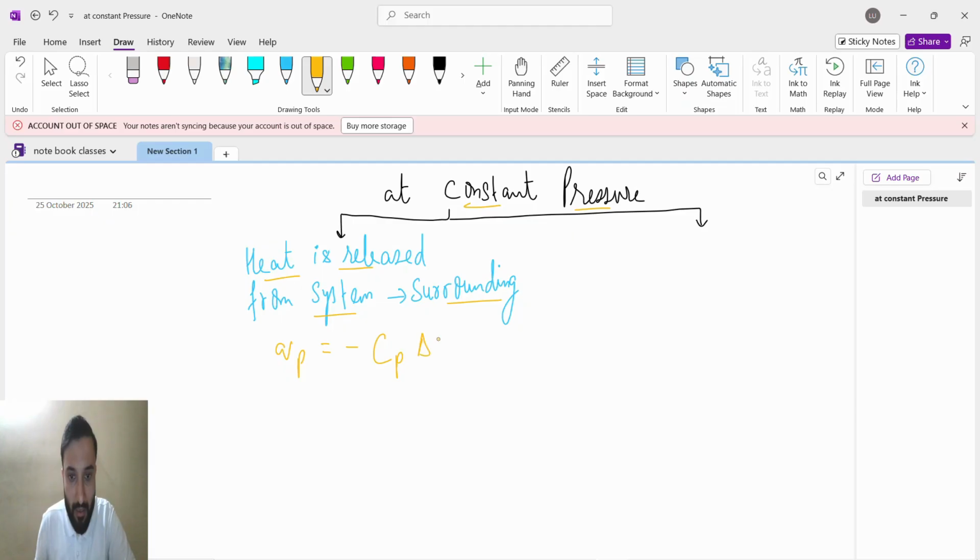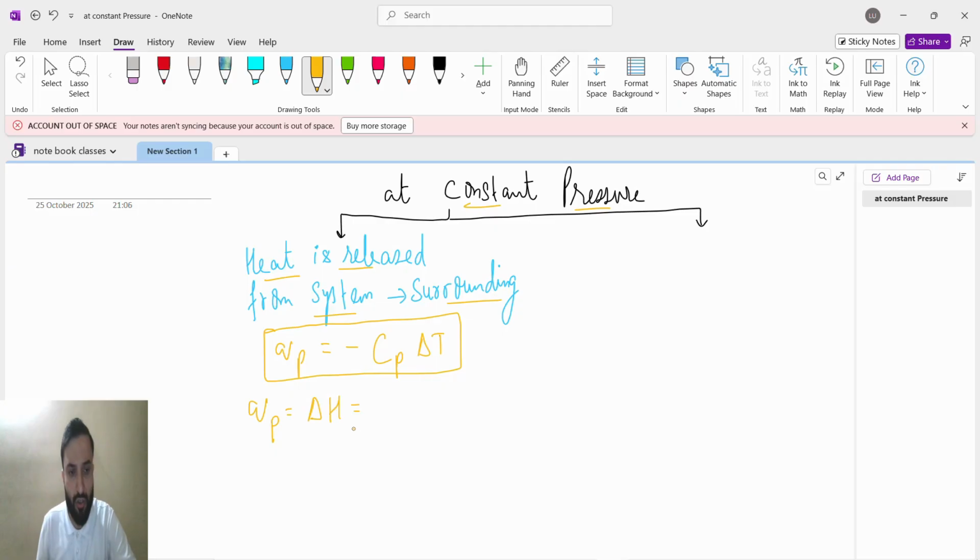Cp delta T. Cp means constant pressure and delta T means heat is releasing. So obviously either heat will release or heat will absorb, there is a change in temperature. So delta T. So Qp is what? Qp is, we know, delta H.